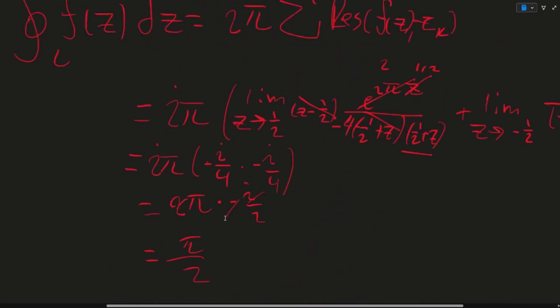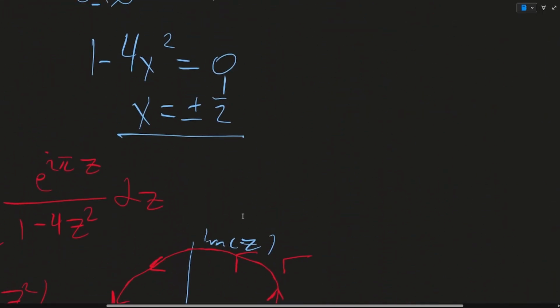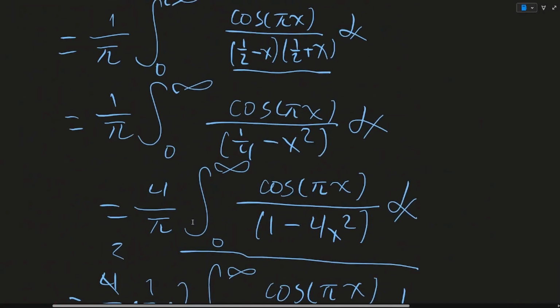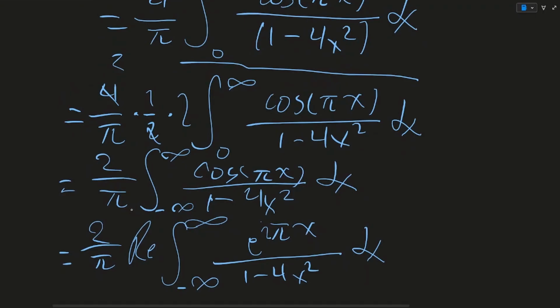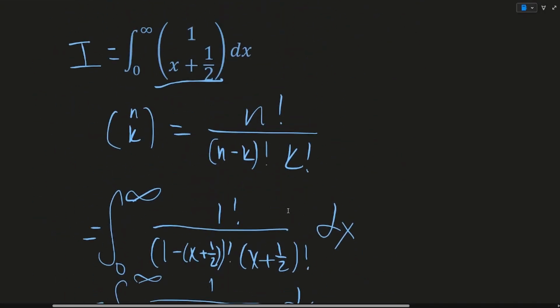And now, if we go back earlier to the expression we got just before we switched to the complex realm, we have 2 over pi times cosine of pi times x over 1 minus 4x squared. But we know that this is now equal to pi over 2. And so these pi's cancel out, these 2's cancel out, and our final answer is simply the integral along 0 to infinity of 1 choose x plus 1 half with respect to x. This is simply equal to 1.